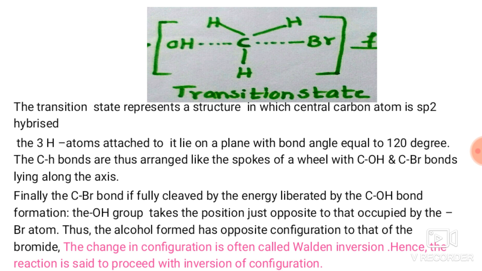Finally, the carbon-bromine bond is fully cleaved by the energy liberated by the carbon-hydroxy bond formation. The hydroxy group takes the position just opposite to that occupied by the bromine atom. Thus, the alcohol formed has opposite configuration to that of the bromide. The change in configuration is often called Walden inversion, hence the reaction is said to proceed with inversion of configuration.